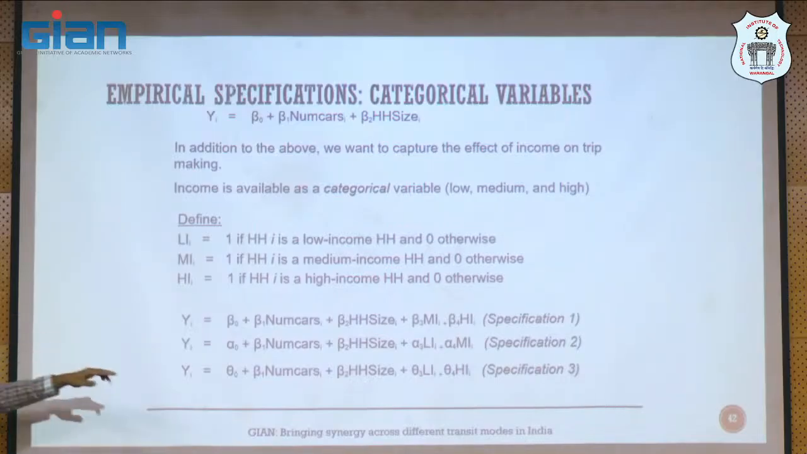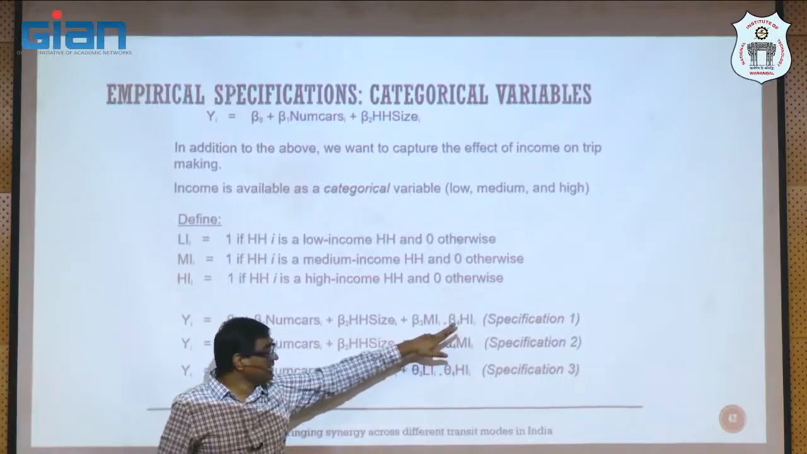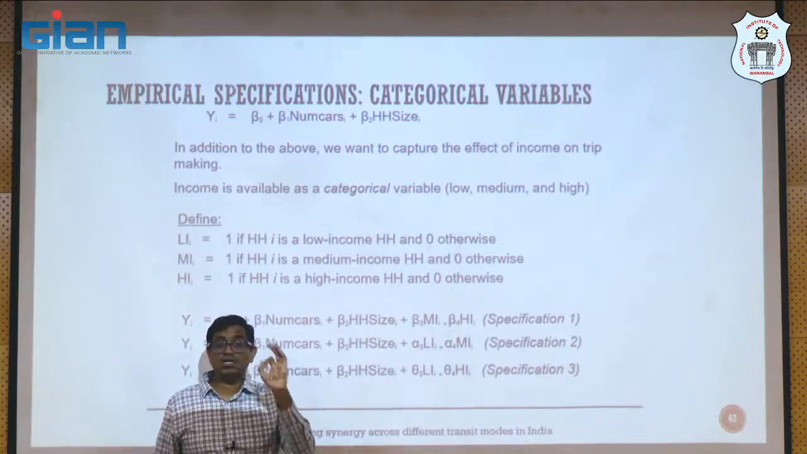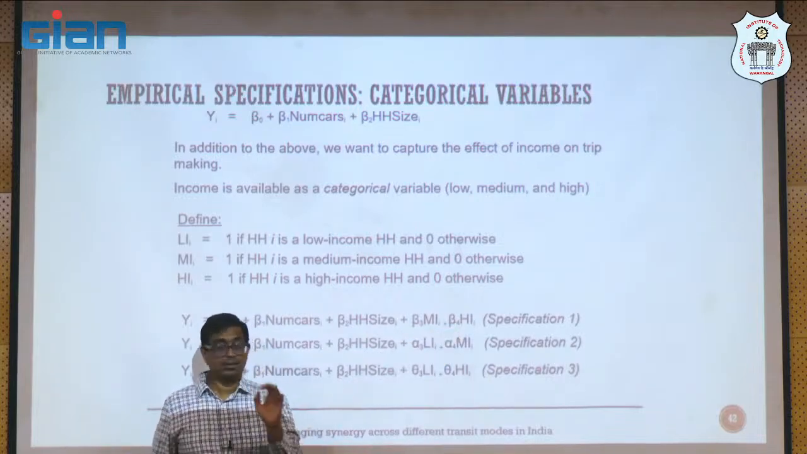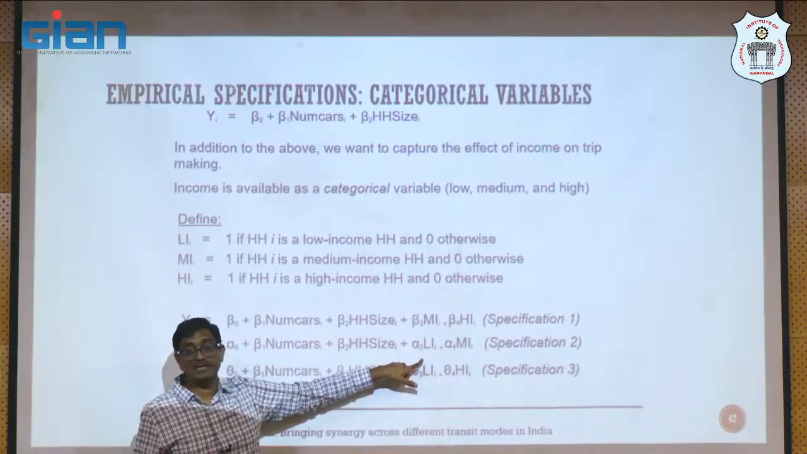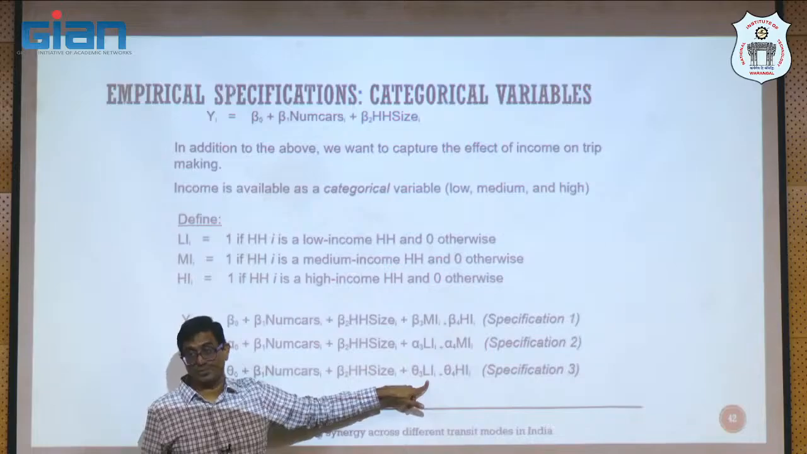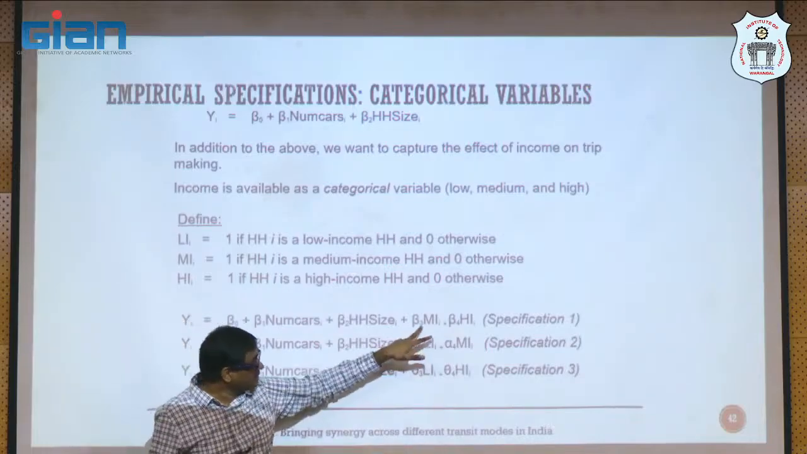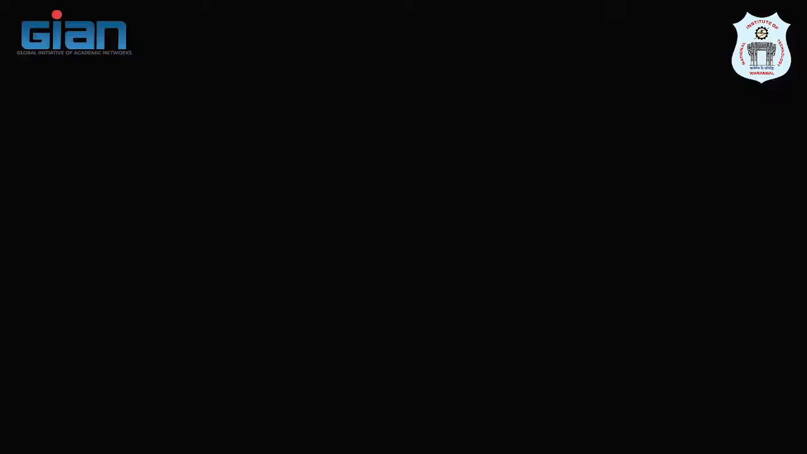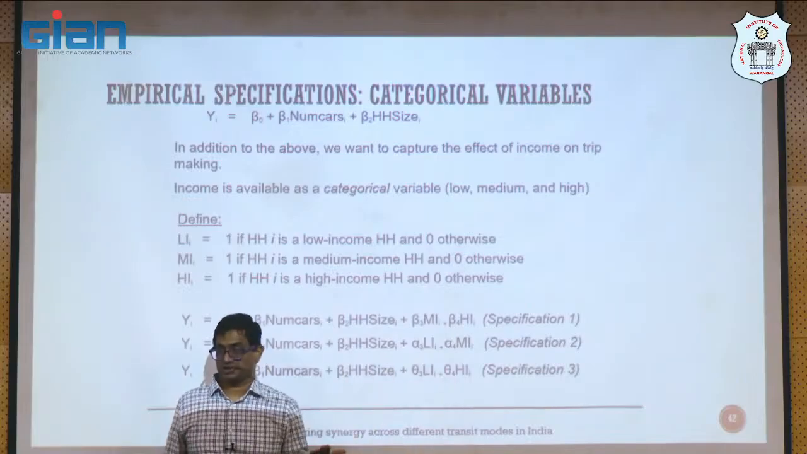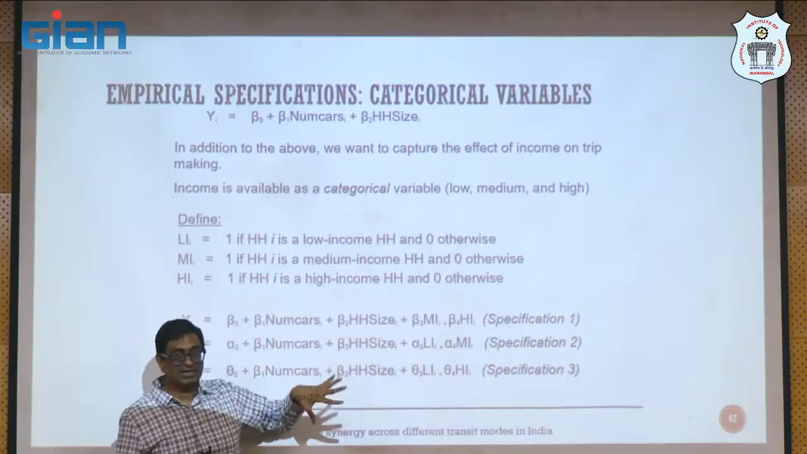Because here you have medium income and high income, which means low income takes the value of 0. In this one, high income takes the value of 0. In this one, medium income takes the value of 0. Based on that, the coefficients beta 3, beta 4, alpha 3, alpha 4, beta 3, beta 4 will change. Okay, there will be a defined relationship.